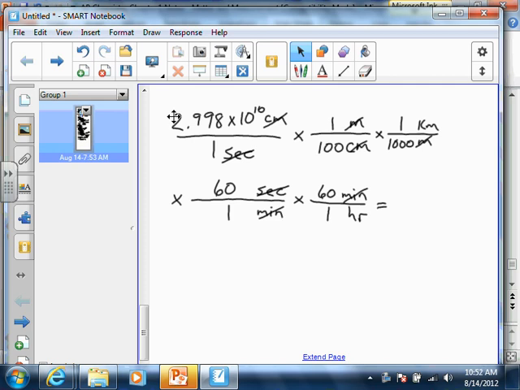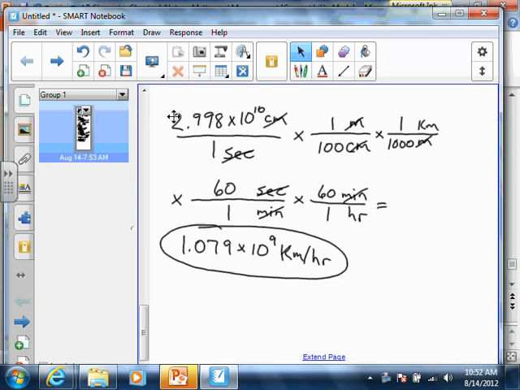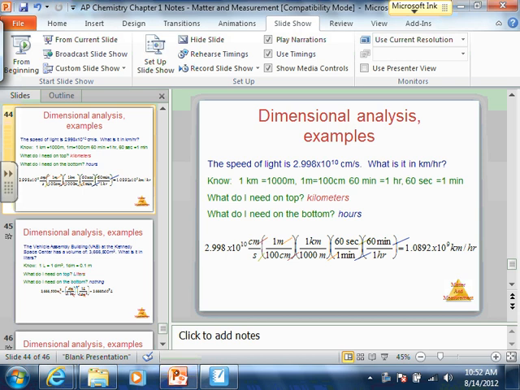the answer I'm getting here is 1.079 times 10 to the 9th kilometers per hour. First number on these conversions is usually the one you want to look at for your sig figs. That's a K. All right, so that's how that works. That's a pretty good example of how you do the dimensional analysis.